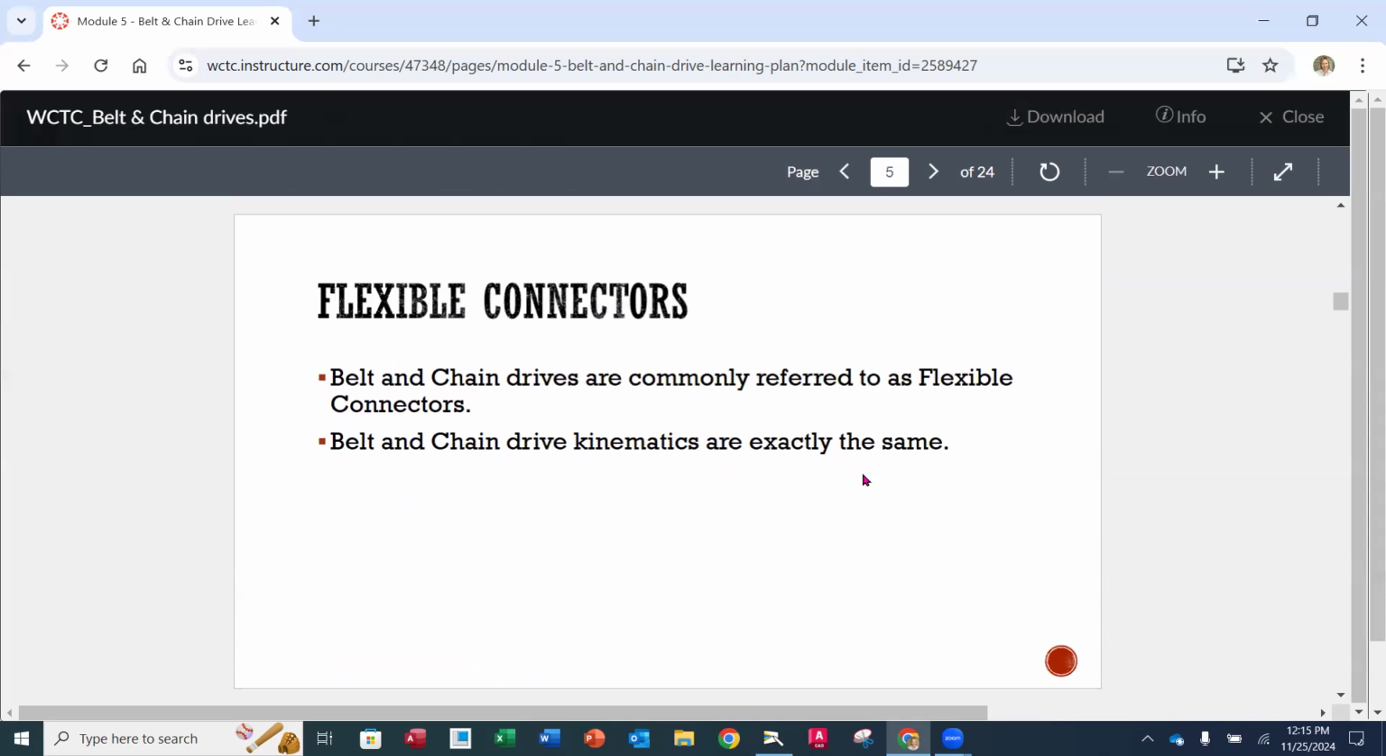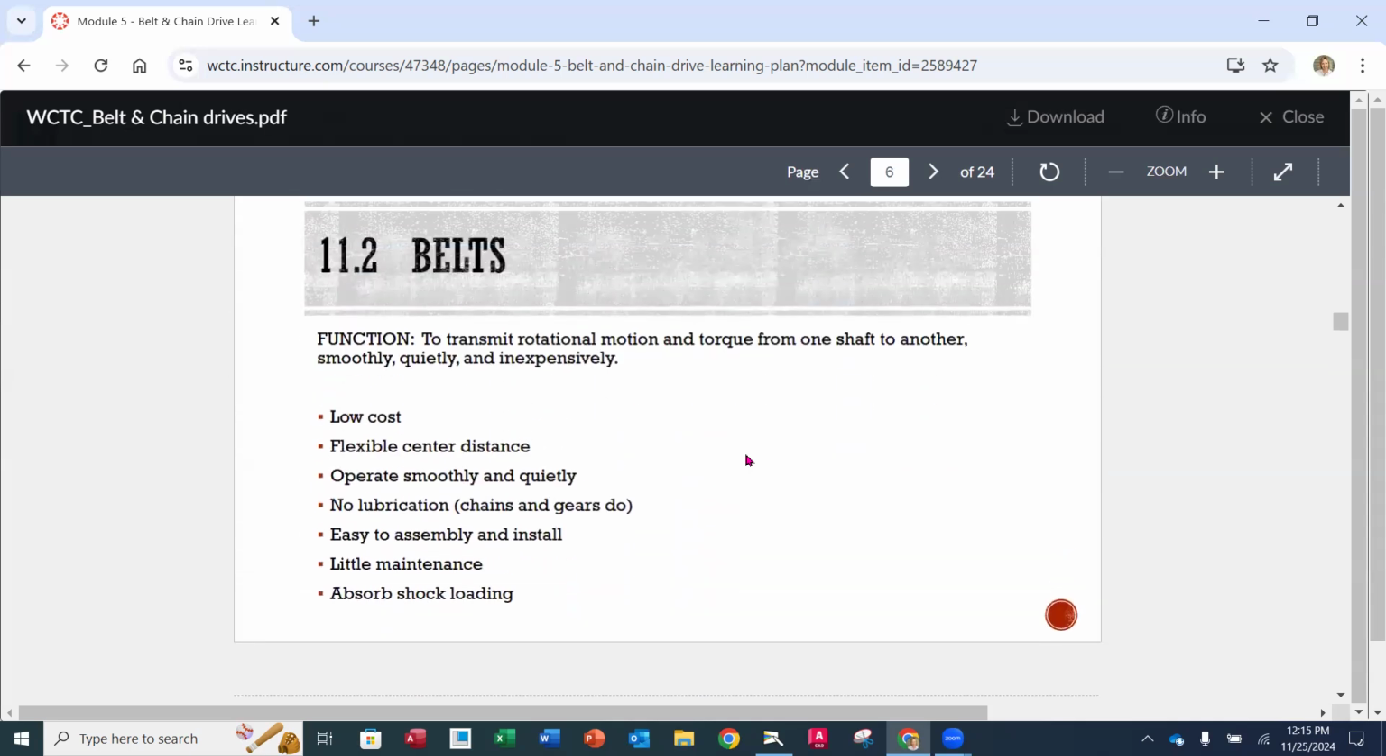Now, belt and chain drives are commonly referred to as flexible connectors. Belt and chain drive kinematics are exactly the same. That's why they're clustered together here. We're going to talk specifically about belts first, and then we're going to be able to say that all of this applies to chains, but there are some distinct differences. So we're going to start with belts first.